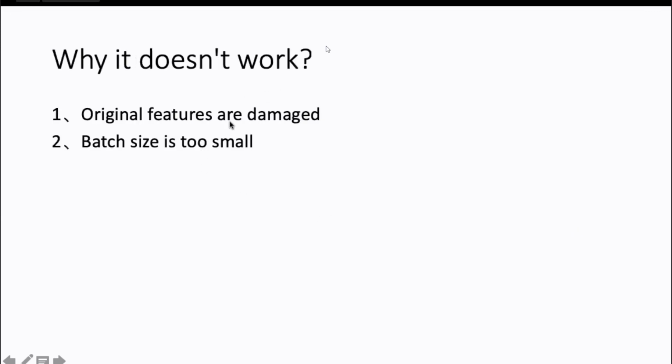So why doesn't it work? I think there may be two reasons. First, our fine-tuning data is only tens of thousands, which may damage the original features. A more reasonable approach may be to add a fully connected layer and freeze the backbone for training. Second, the original training batch size is 32,000. We are limited by the computing power, and the maximum can only be 7,000.